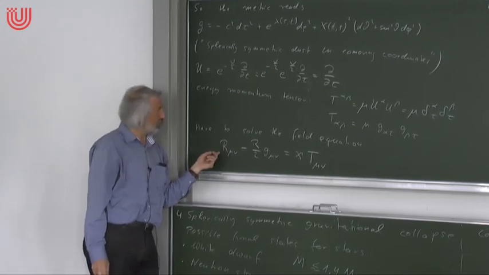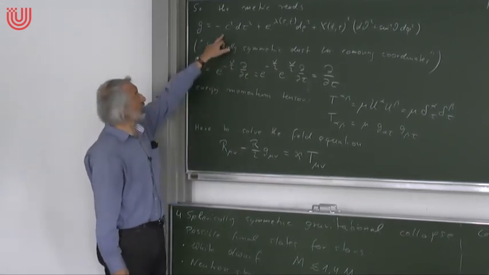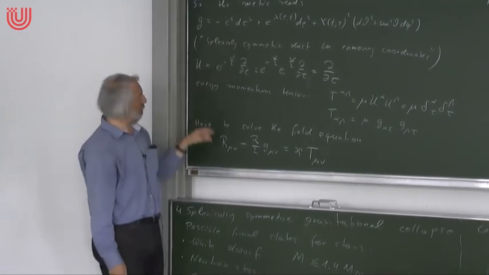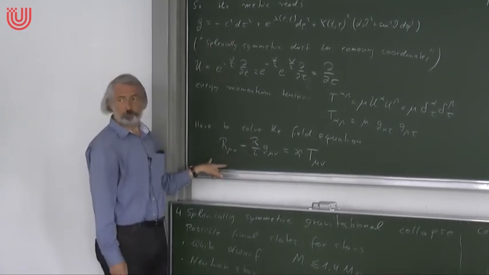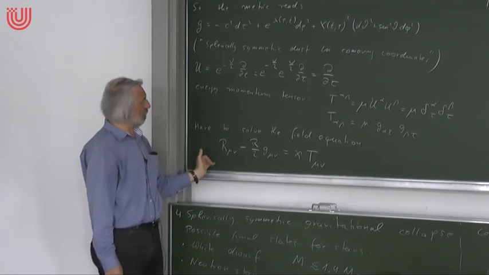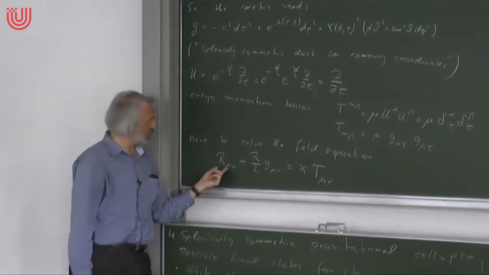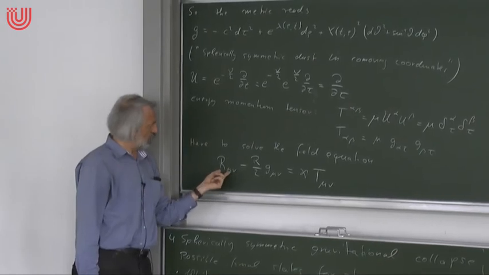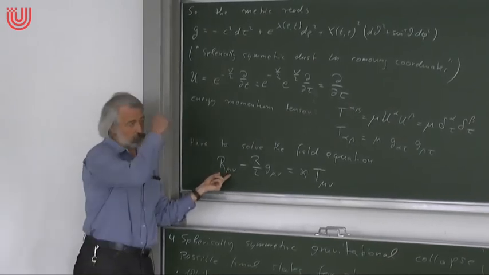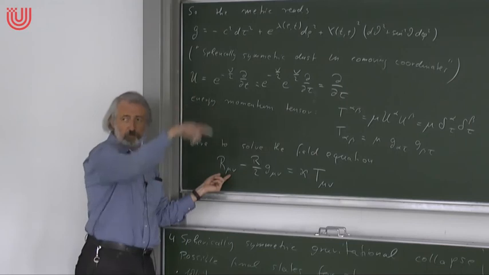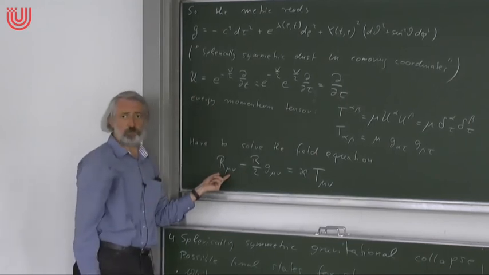So what we have to do is calculate the Christoffel symbols for this metric. From the Christoffel symbols, the curvature tensor. And then we have to write all components of the field equation. In general, these are 10 components. Yeah? So this is a 4x4 matrix. It's symmetric. So it has 4 on the diagonal, 6 in the upper right-hand corner. 4 plus 6 is 10.